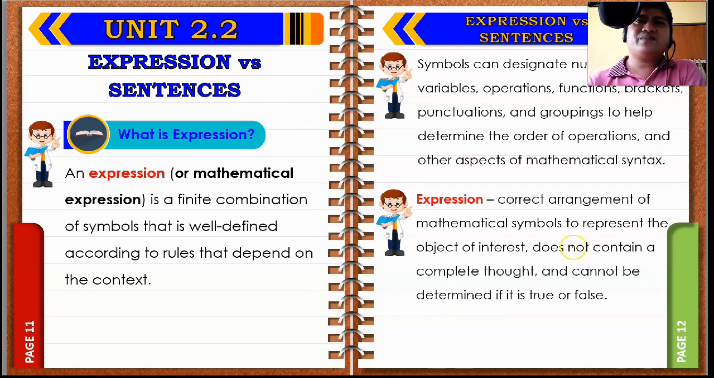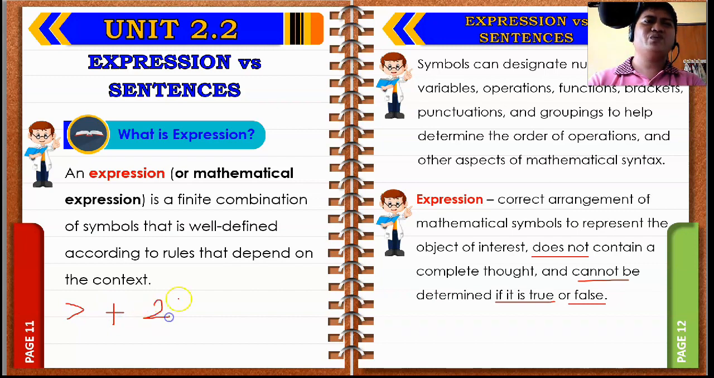It does not contain a complete thought. Take note: an expression does not contain a complete thought, and therefore it cannot be determined if it is true or false. So we cannot determine if the given is true or false. That is an example of an expression. For example, we have greater than. So greater than is an expression, but you cannot determine if that is true or false. We have the addition. We can also have a combination of symbols. We have 2 plus 3.